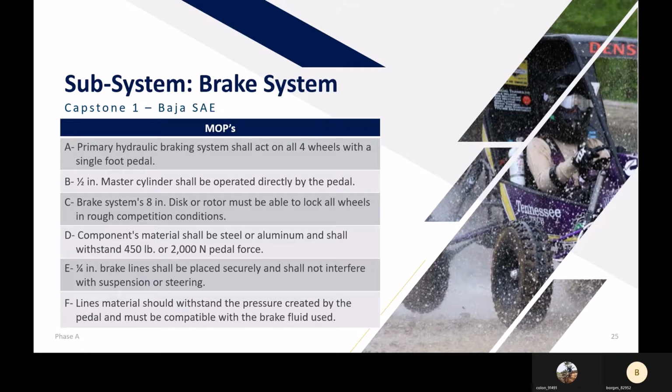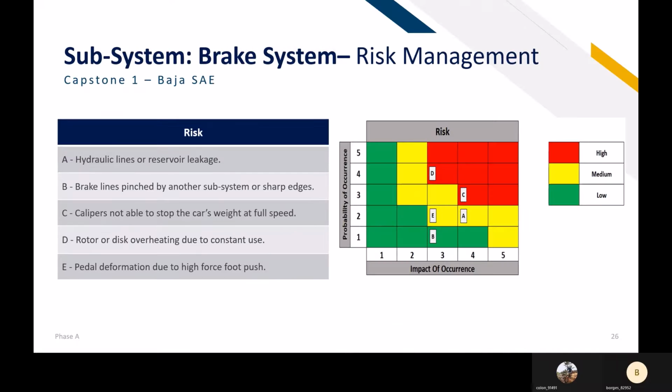We can see here a SOFIA diagram with some of the risks that we can experience in the braking system, which are hydraulic line leakage or leakage in the reservoir, the calipers not being able to stop the speed of the car, the disc or rotor overheating, pedal deformation, and brake lines pinched by sharp edges or another subsystem. We can see the probability of occurrence and the impact of occurrence, with a legend of low being green, medium yellow, and high red.